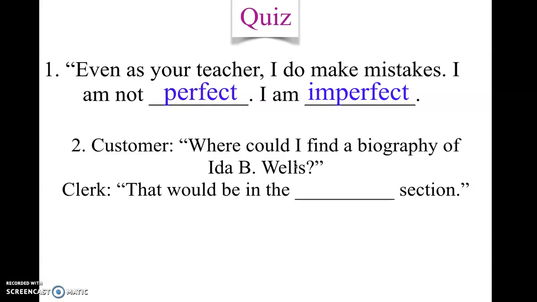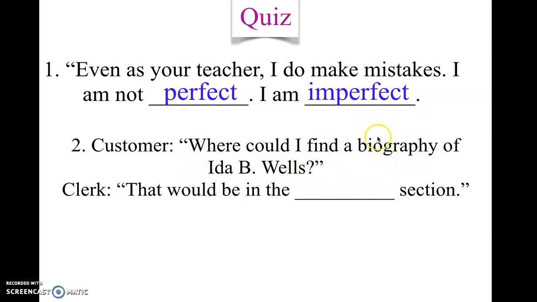Let's try another one. This is a customer at a bookstore and then the clerk at the bookstore. Where could I find a biography of Ida B. Wells? The clerk says that would be in the what section. So a biography, if you remember, is a true writing of the facts and the life of a person. In this case, Ida B. Wells, right? An amazing woman who changed some of the racist transportation laws in our country.